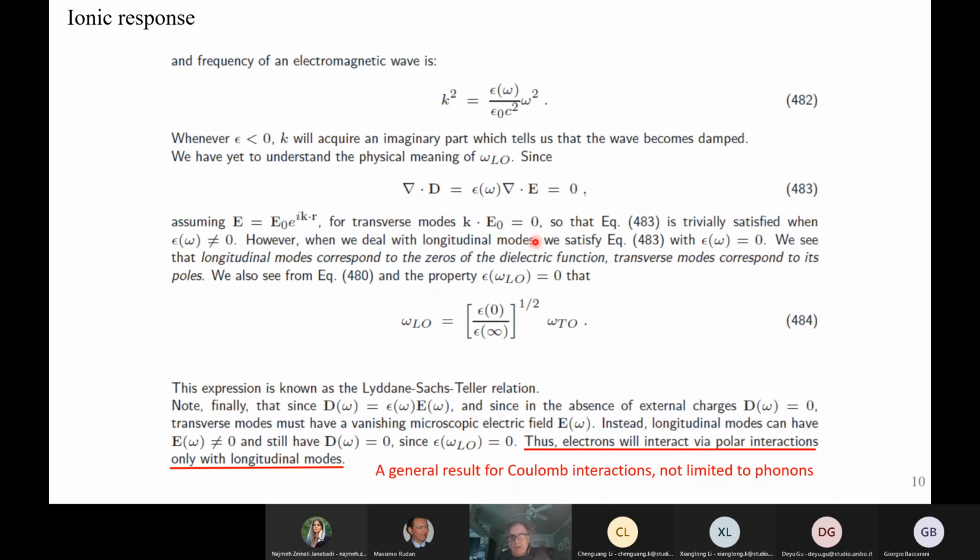In dealing with this situation, we also saw that electrons can interact only with longitudinal modes. This is not restricted to ions. It's true also for electronic motions. For example, electrons can interact with plasmons because they're longitudinal waves. But they do not interact in a Coulomb way, in a polar interaction with transverse phonons, for example, because the microscopic internal electric field that you have at the transverse frequency is zero, has to vanish because of the relationship.